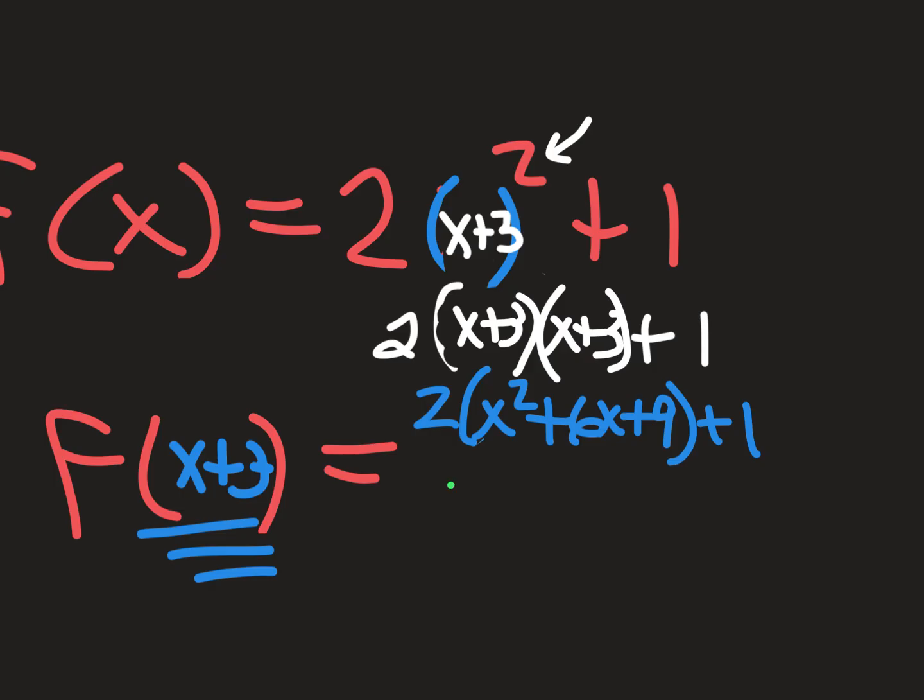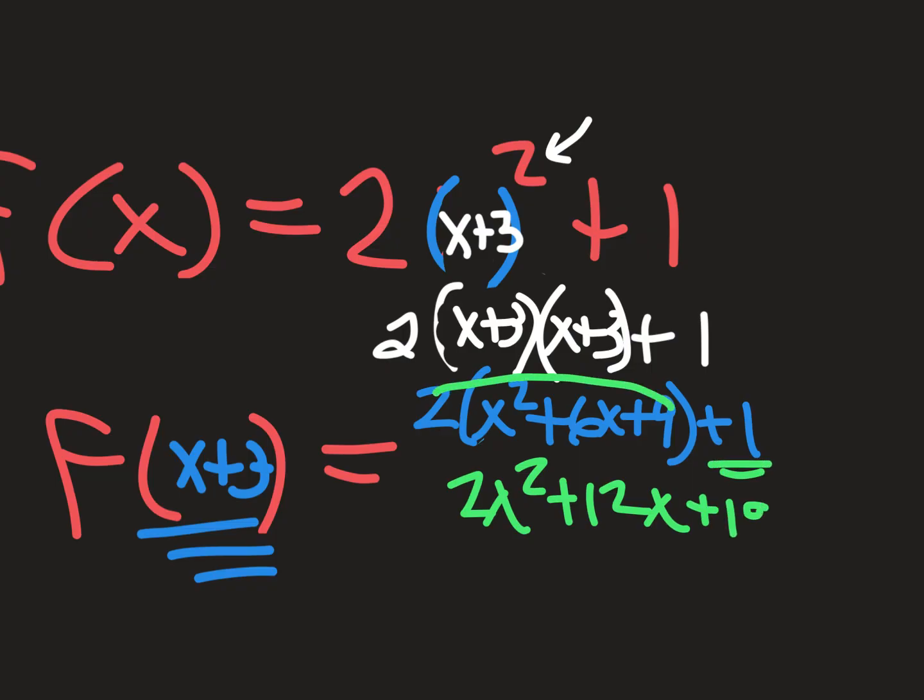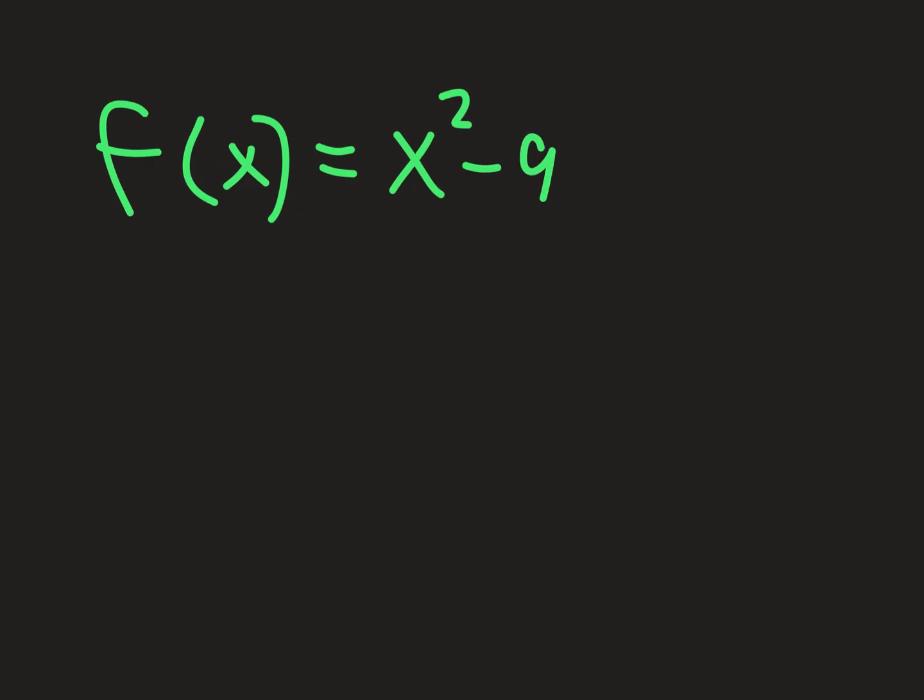All right, so I have 2x squared plus 12x, and then 2 times the 9 makes 18, add the 1, 19. You feeling like you would still be getting an A on the test so far? Okay, good. Now, what if I gave you 2 functions? Everybody write this down. f of x is x squared minus 9. g of x is 4x.